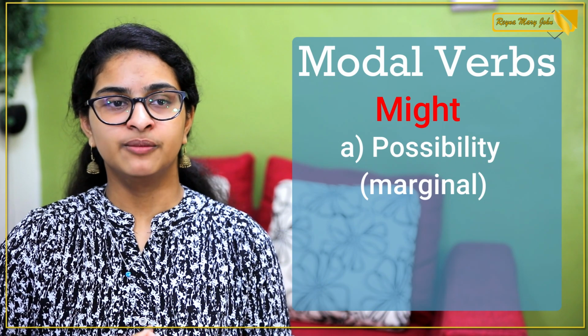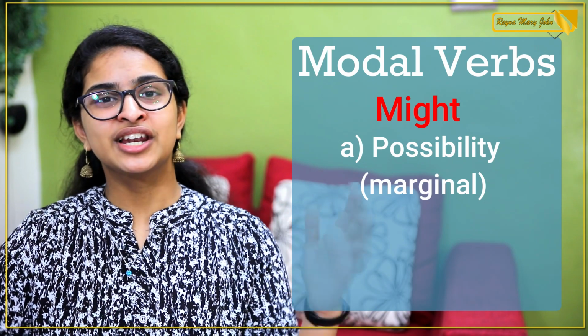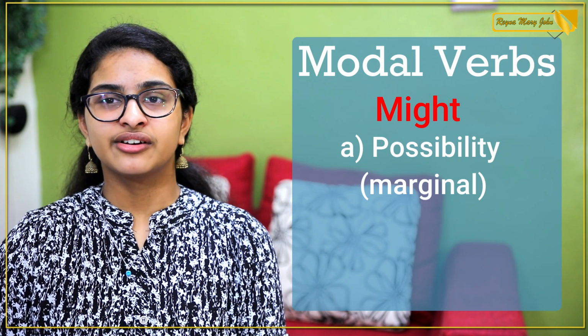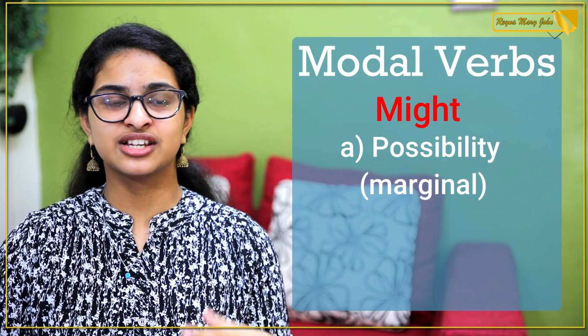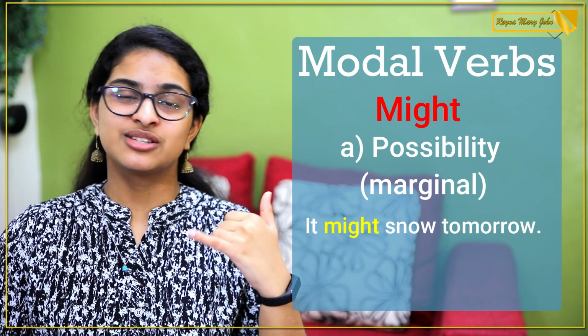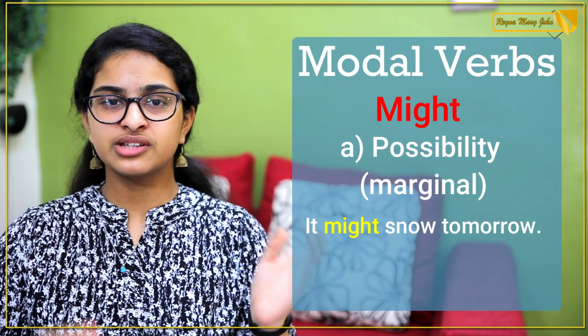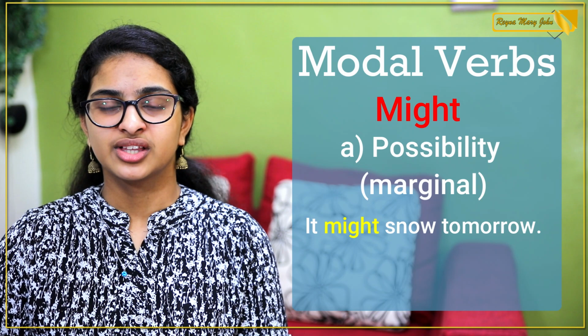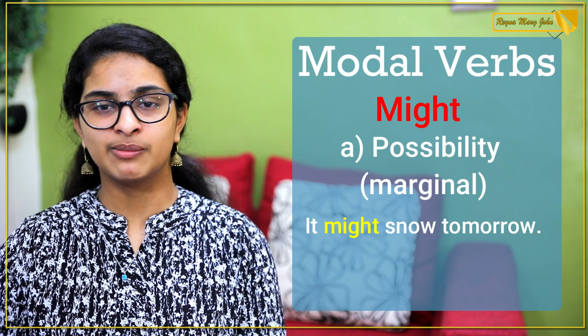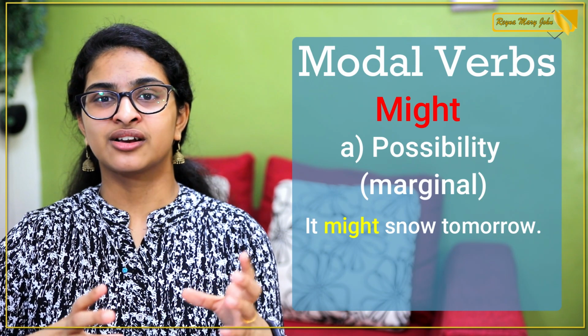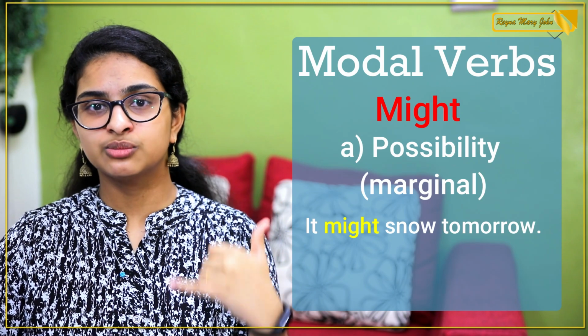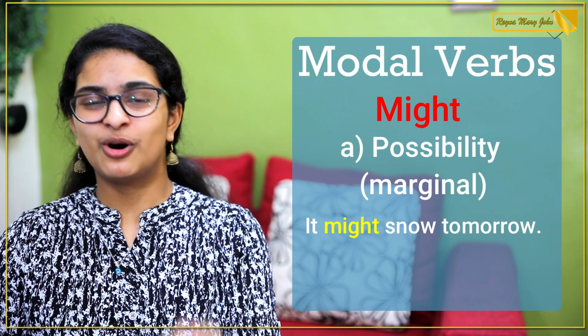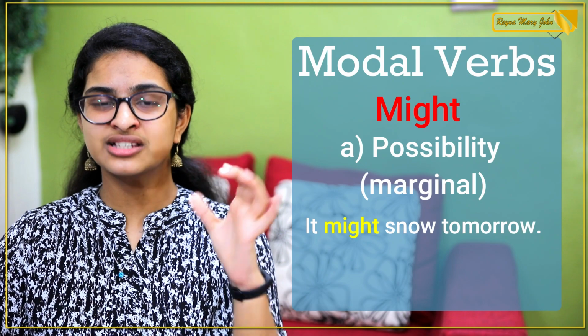So, for example, say it's the middle of summer, right? And for some reason, you feel this need to call your friend and say, it might snow tomorrow. Because to be honest, there's always that small chance of something happening. So, despite it being summer, maybe it's nearing winter, and you feel like, it might snow tomorrow. There's a very, very small chance of it snowing tomorrow.